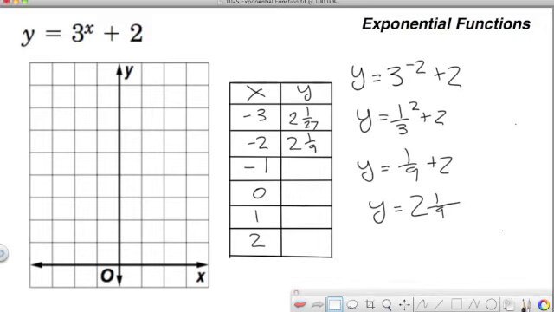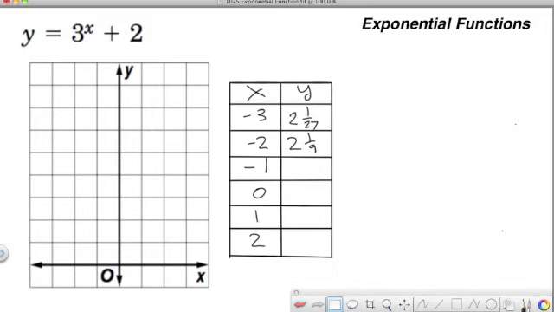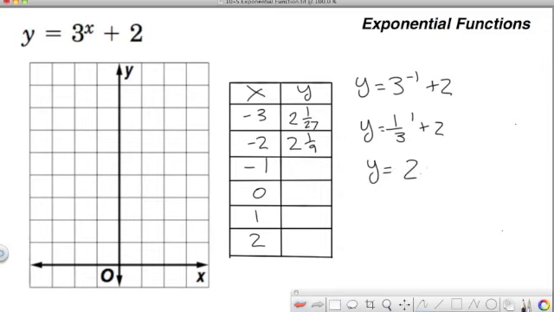Now let's do -1. So we have Y equals 3 to the -1 power this time, plus 2. Once again, got to flip it. It's going to be Y equals 1/3 to the first power, plus 2. Anything to the first power is itself. So it's going to be Y equals 2 and 1/3. So that's Y for that one.